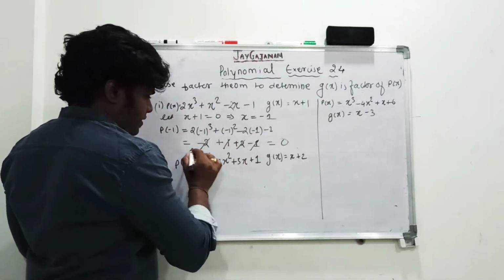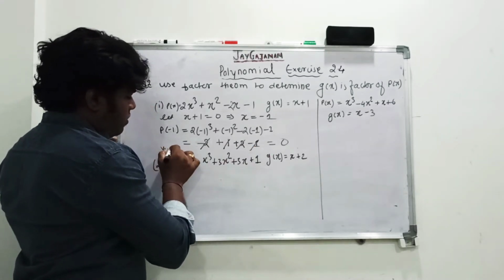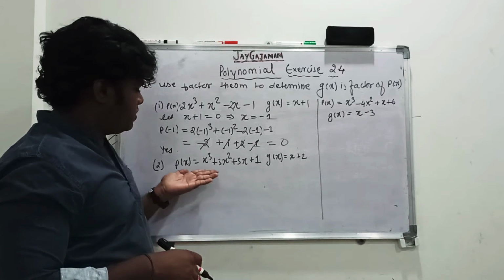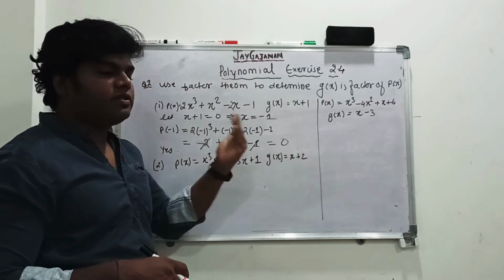You can write it there. Yes, g of x is a factor. Okay, then we'll go to the next question, where p of x is equal to this and g of x is x plus 2.